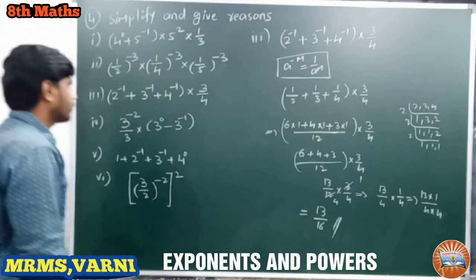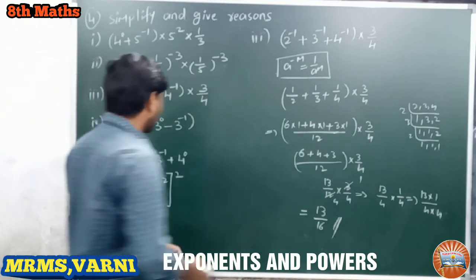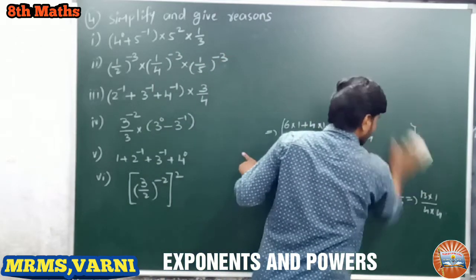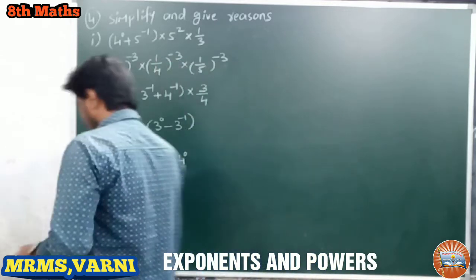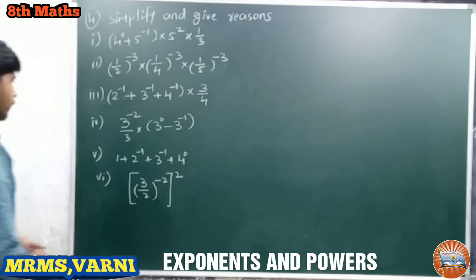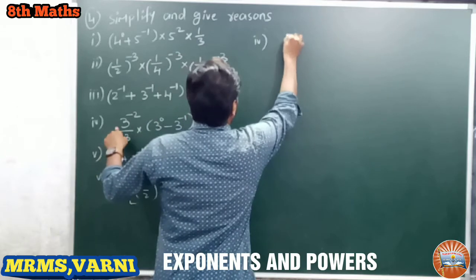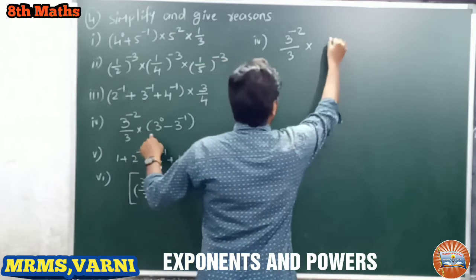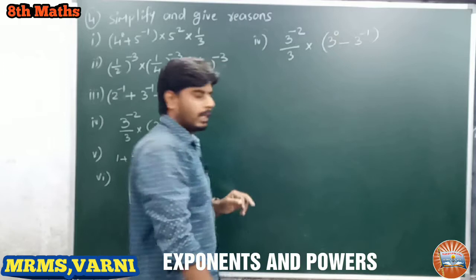Okay, right. Pause the video, write down the notes. Next we go for problem number 4. What is the question? Fourth one: 3 power minus 2 by 3 into 3 power 0 minus 3 power minus 1.